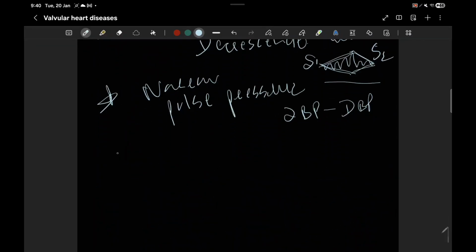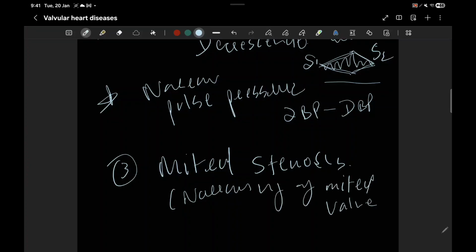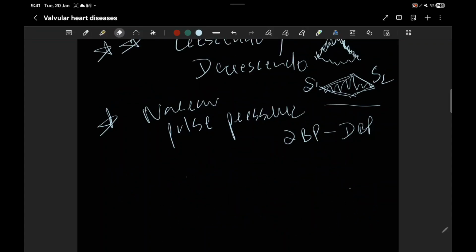Now let's discuss mitral stenosis. In mitral stenosis, it's basically narrowing of the mitral valve. Sorry, I will come back to that later. There are some features I would like to discuss in aortic stenosis.